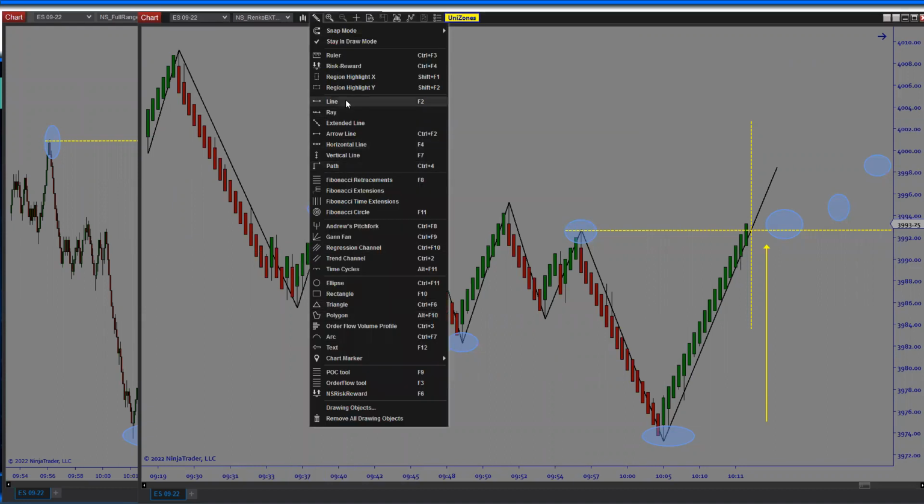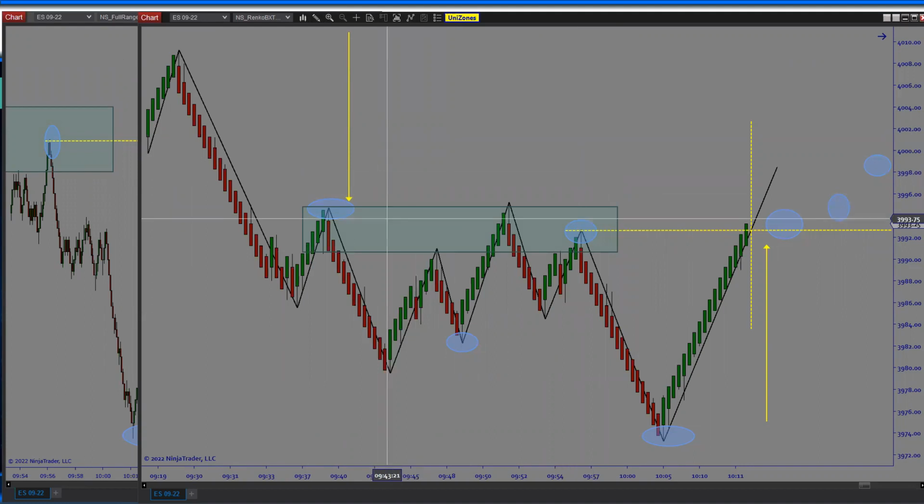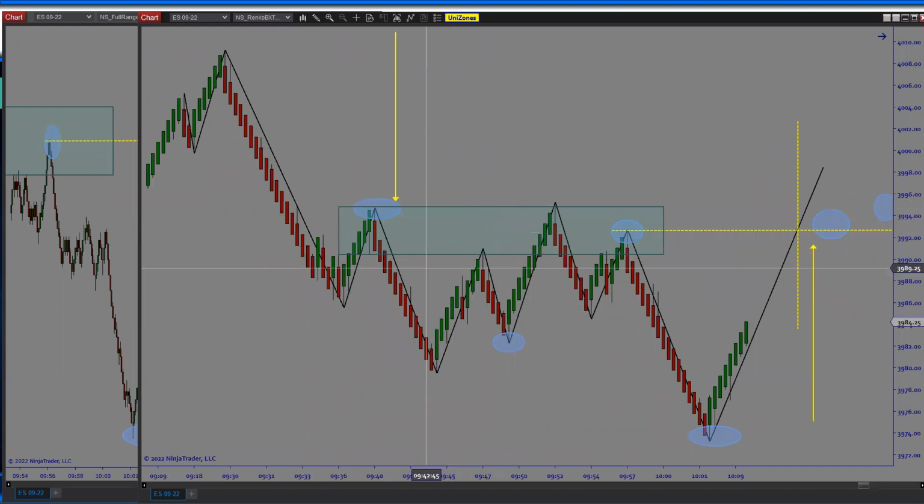So what we're going to do here is plot some rectangles for support and resistance areas. This is our structure breaking pivot. Anytime we have a structure breaking pivot, we know that is strong resistance, right? Because it did its job, it broke the low, it is strong resistance.